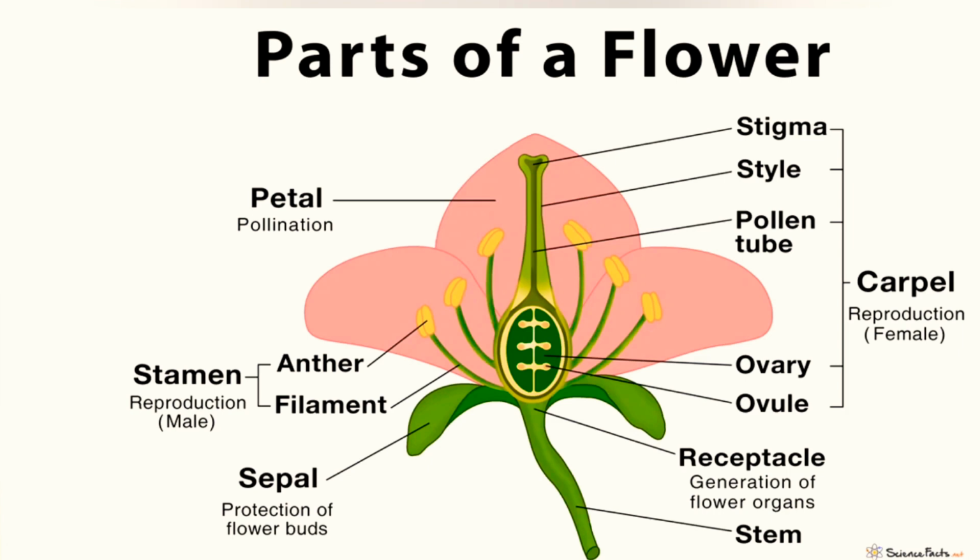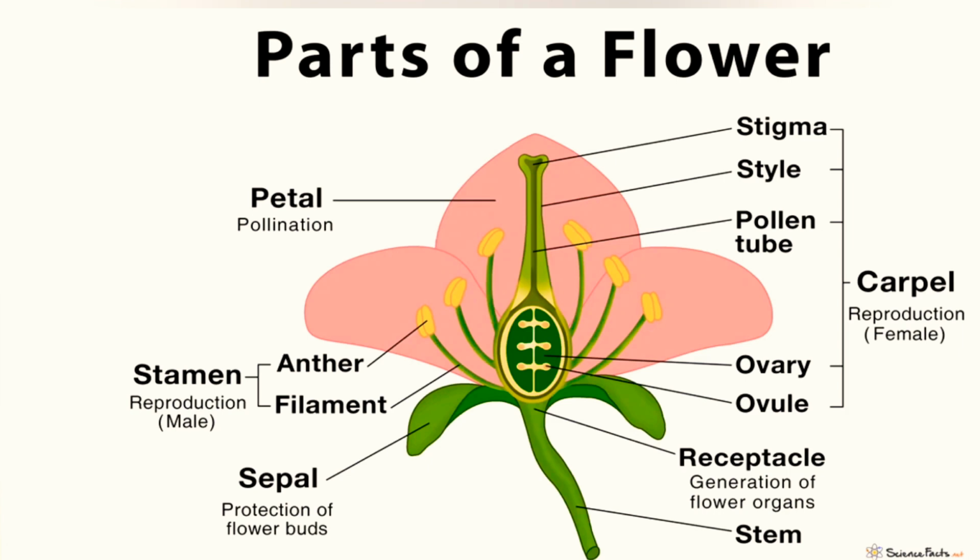These lower parts are called sepals. This is the stalk, the receptacle, and the pink colored parts are petals. Then the carpel is here. It is shown. Stigma is the top of the carpel, and then the style is the neck shape, and the swollen base is called the ovary that has many ovules. It is all the female part.